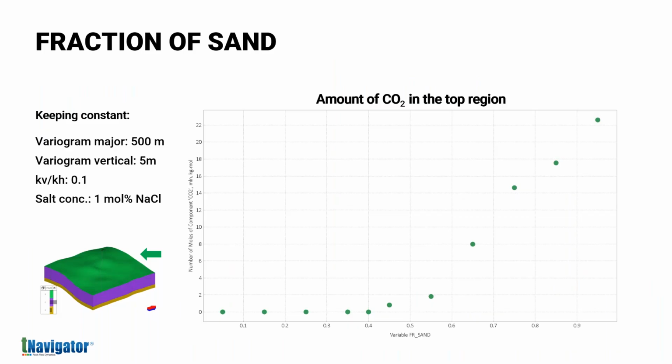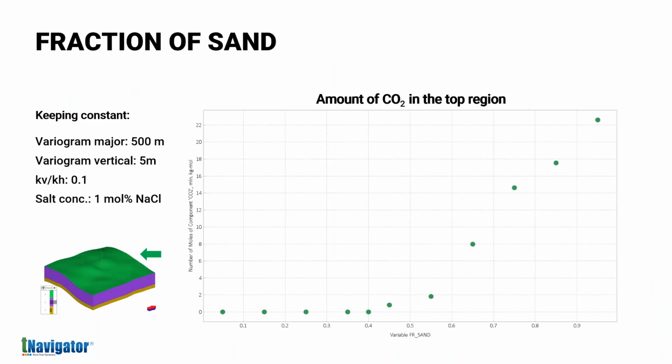So what we're doing here is keeping everything else constant. So this means we picked a major variogram range of 500 meters, a vertical range of 5 meters, KV/KH ratio of 0.1, and a 1 molar percent sodium chloride concentration for salinity. And we're changing the fraction of sand from 0 to 100%. Well, not quite, but almost.